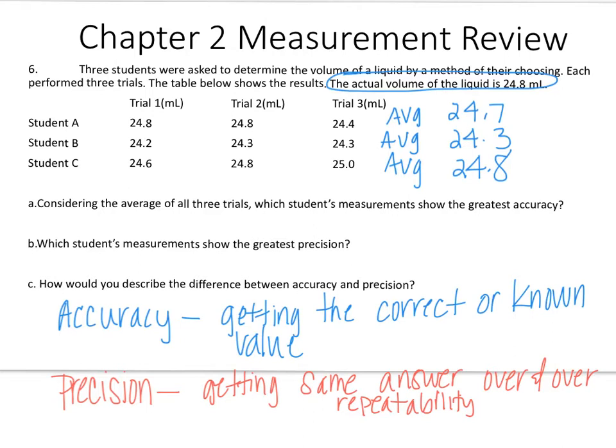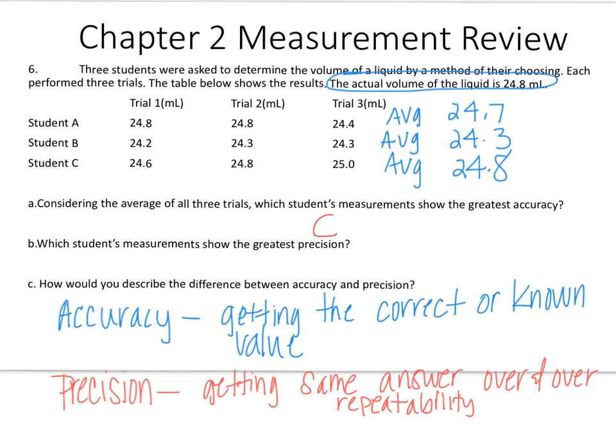And so what it's asking in question A is, considering the averages of all 3 trials, which student's measurements show the greatest accuracy? And since student C has an average of 24.8, which is the known value, we would say student C, okay? And then B asks us to see which student's measurements show the greatest precision.